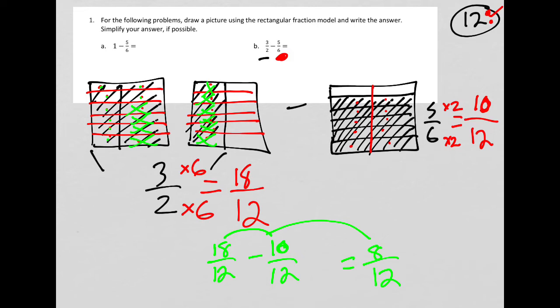But I also noticed that 4 goes into 8 and 12. So 8 divided by 4 is 2, and 12 divided by 4 is 3. So my final answer is 2/3, because whenever we're dealing with fractions, we always want to simplify it all the way down to its most basic form. So 2/3 is the simplified form because I can't divide it anymore.